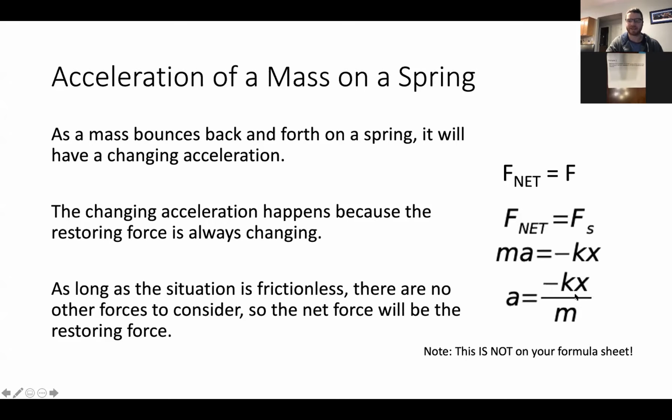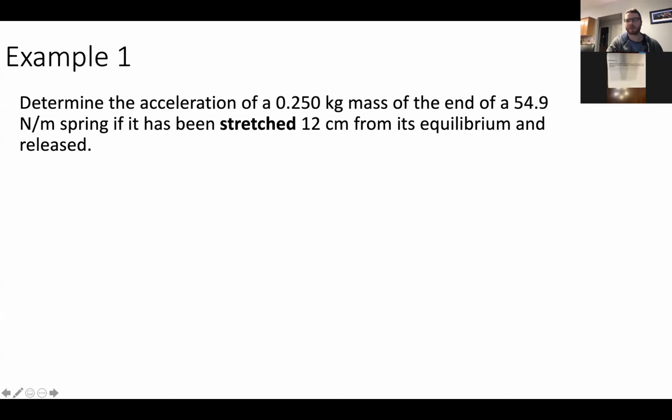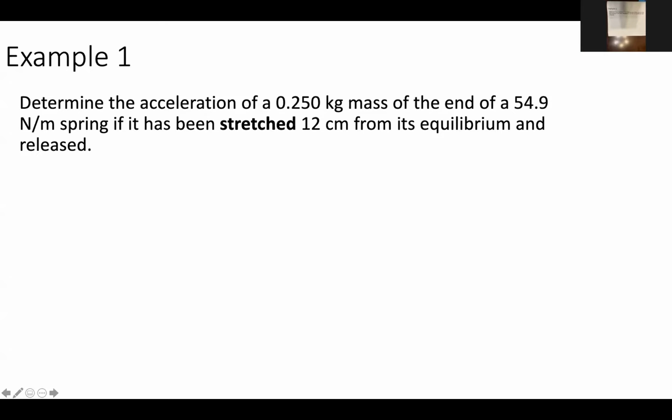So remember, k is the spring constant, x is going to be the displacement of the mass, and m will be the mass of the mass, of course. Okay, this formula is not on your formula sheet, so you will need to know how to get from F net is equal to Fs to isolate for acceleration in a mass spring system. All right, so let's look at an example here.